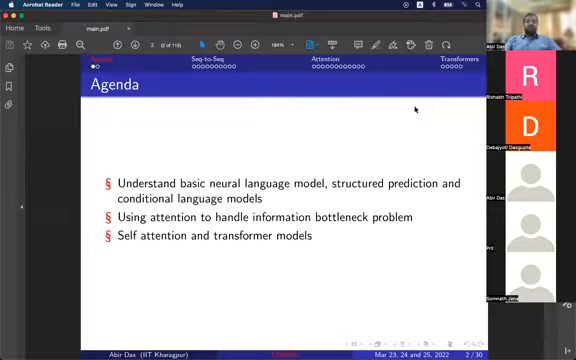Yeah. Okay. So again, sorry for the glitch. These agendas were copied from the last slide, and it was not updated. I just updated it at the last moment.